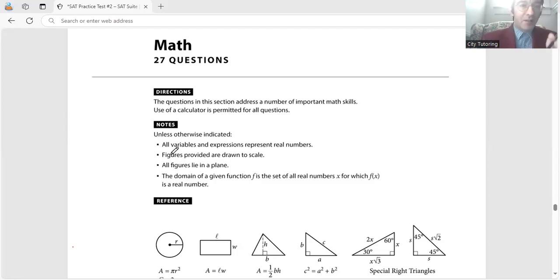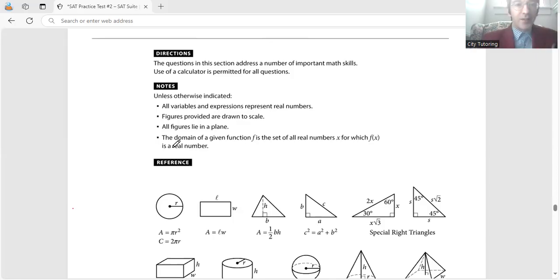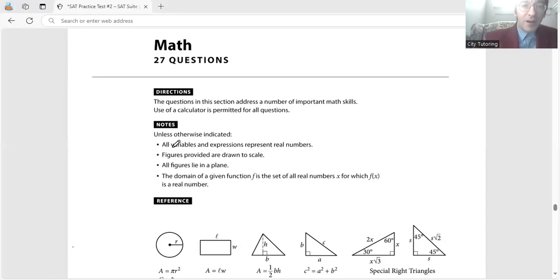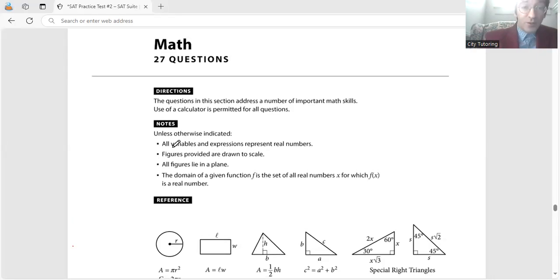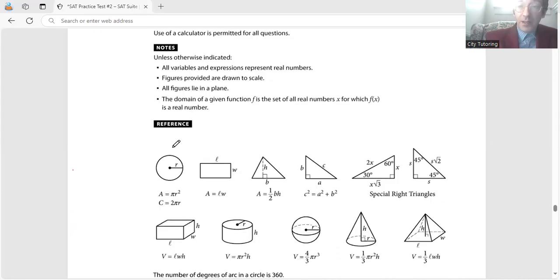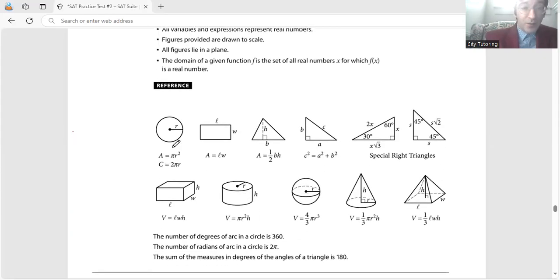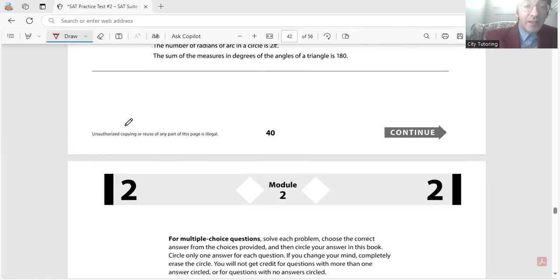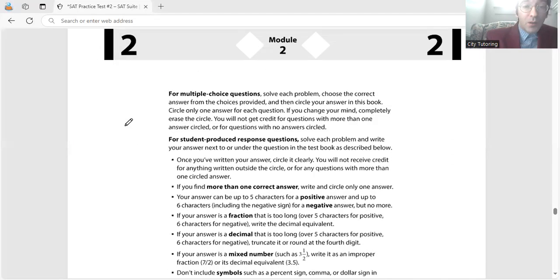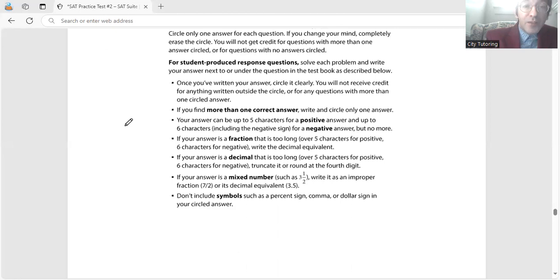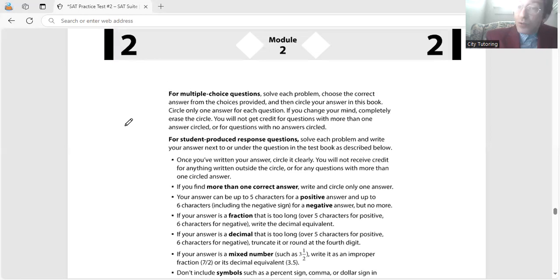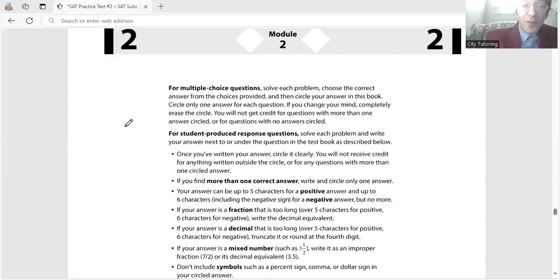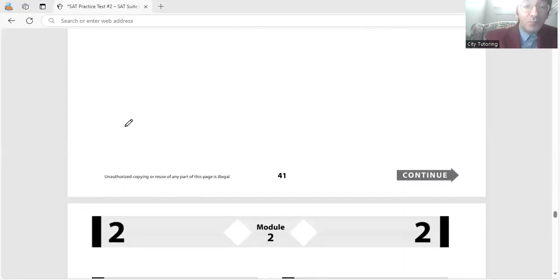All right, so what I'm seeing here, the first page says it's 27 questions and they included some formulas for reference, like the typical special cases of triangles. All right, so let's begin. I'm going to use red. Let's have a look and see how hard this really is. It says that they're mostly multiple choice and student-produced response questions. So just like Module 1 then. All right, so far.